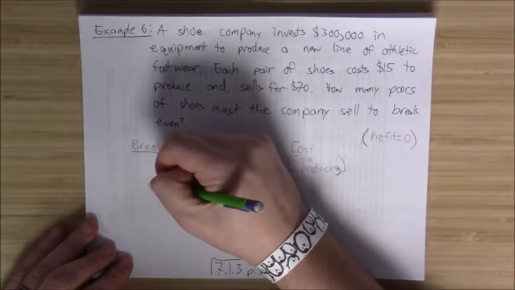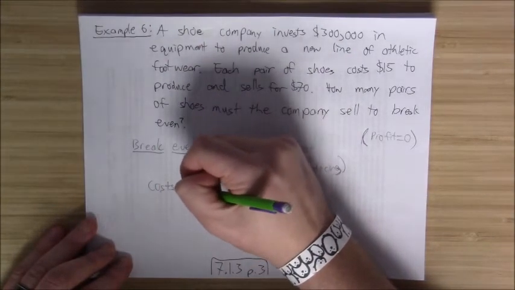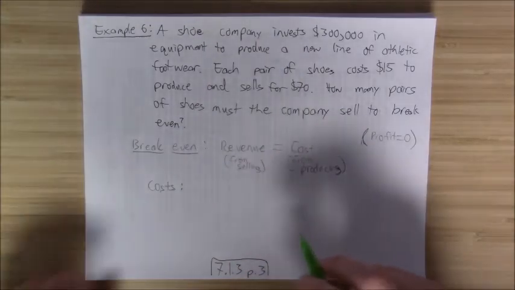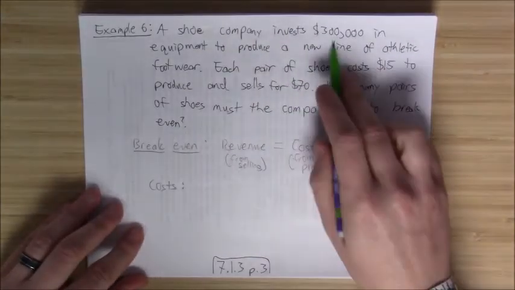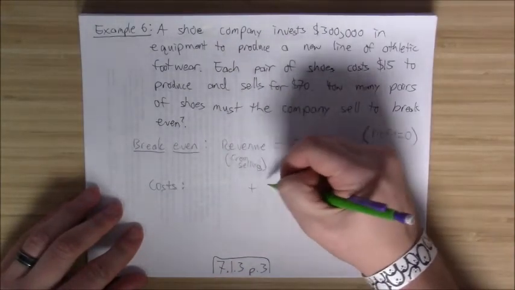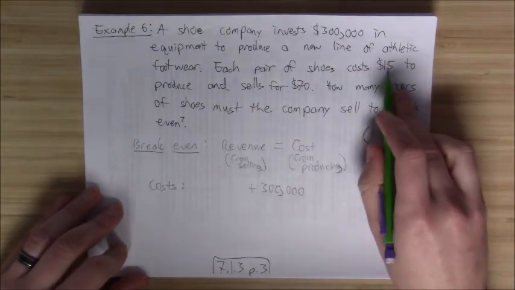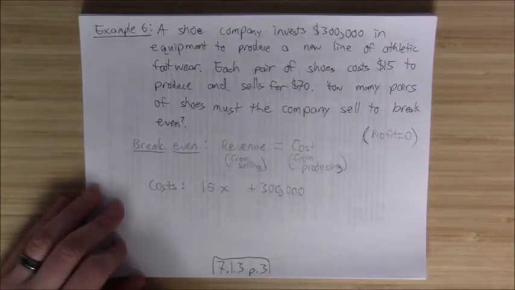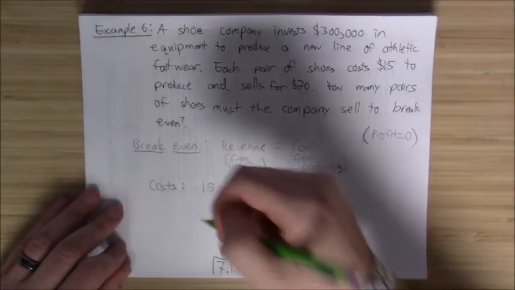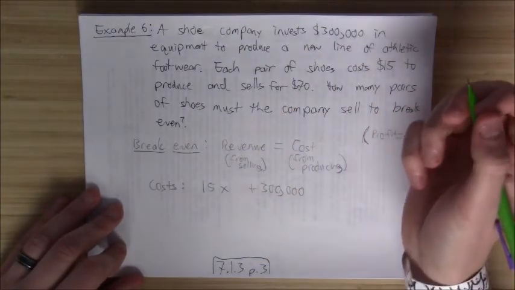Now, let's look at our costs. Our costs are, well, we have the $300,000 that we have to actually put in to start up this company. But then each pair of shoes costs $15 to produce. So we have cost is equal to 15x plus 300,000. On the other hand, we also have revenue is 70x.